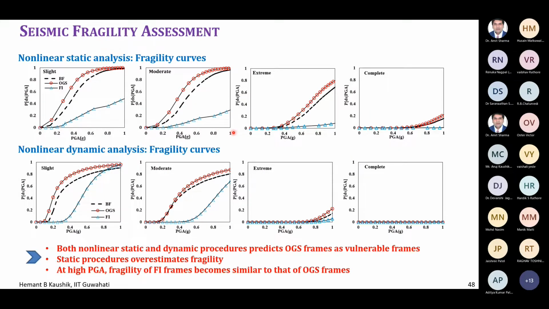And here I'm again comparing the nonlinear static analysis results with the nonlinear dynamic analysis results, and we get more or less similar kinds of output, that the open ground story frames are the most vulnerable frames, even if we provide openings in the upper floors, right? And so more or less the static procedures overestimate the fragility, and at the higher peak ground acceleration, the fragility of fully infilled frames becomes similar to open ground story frames. And we have already observed that for high PGA, they more or less remain the same.